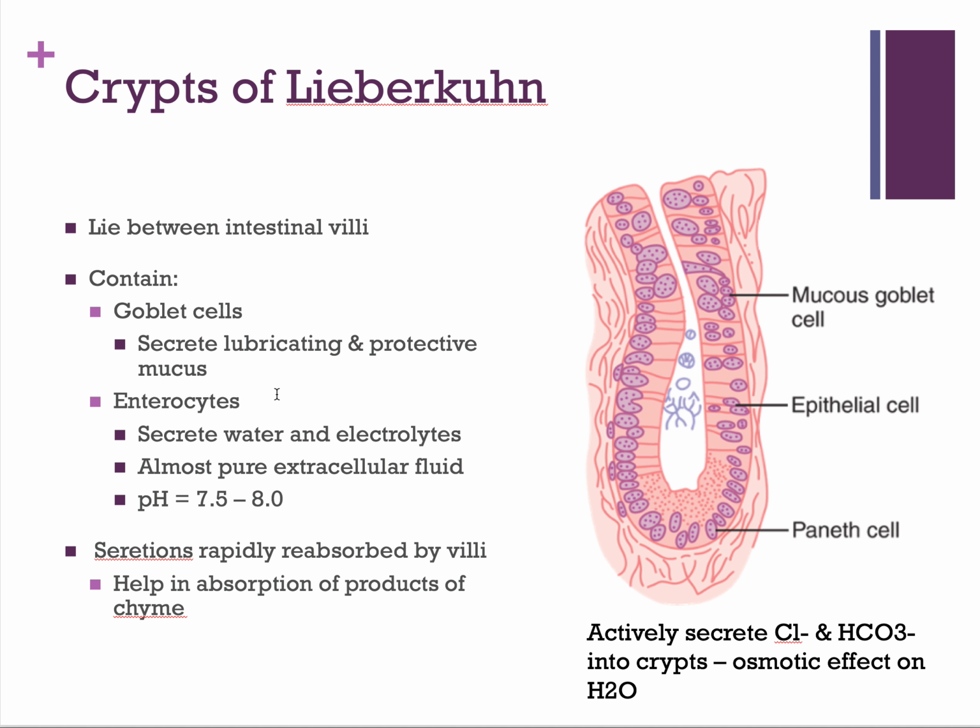The enterocytes in that area, or labeled here like Paneth cells, they secrete water and electrolytes. It's almost pure extracellular fluid, meaning water that's just kind of around is incorporated into these cells and then spit out into these crypts. The pH here is very high, 7.5 to 8. And secretions are rapidly absorbed by villi, and it helps in the absorption of products. So again, think about the function. The small intestine's job is to absorb products. So there needs to be a breakdown, not digestion, but kind of a thinning out of a viscous chyme to help with absorption.